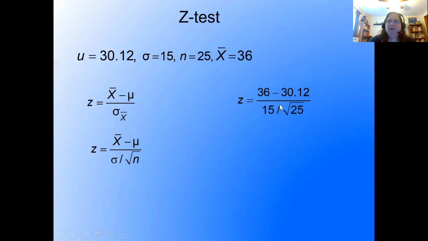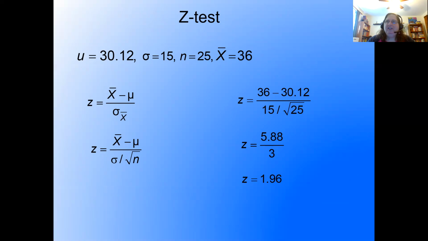So let's start filling in our information. 36 x bar minus 30.12 mu over 15 divided by the square root of 25. Well, we've already played the game on the bottom here. 15 over the square root of 25, remember that? So square root of 25 is 5. 15 divided by 5 is 3. So now we have 36 minus 30.12 over 3, which is 5.88 over 3. If these numbers are seeming similar to the last problem to you, or familiar, that's great. 5.88 over 3 gives you 1.96.